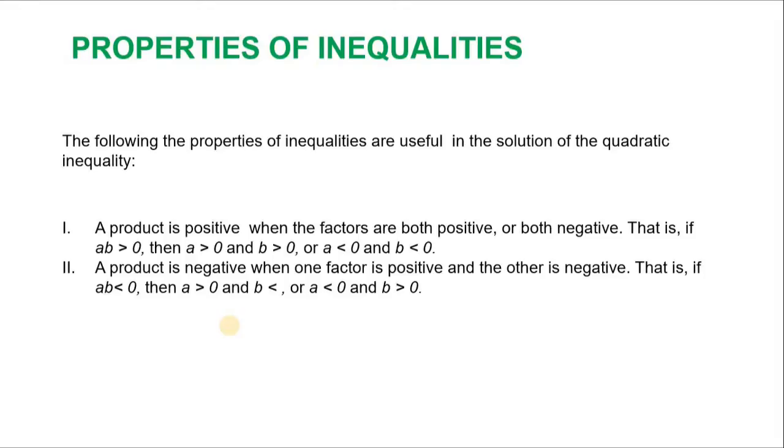And negative number times the negative number is positive, right? So a product is negative when one factor is positive and the other is negative. Same again with integers. That is, if ab is less than 0, then a is greater than 0 and b is less than 0. So again, pag greater than 0, yun yung mga positive number. Pag less than 0, negative number. And negative times positive is negative. Or a is less than 0 and b is greater than 0. Okay?